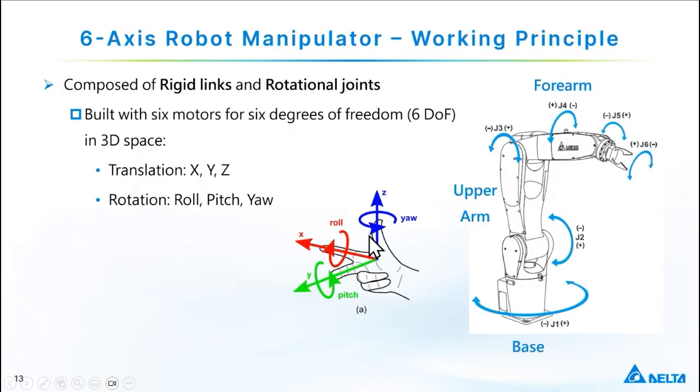Okay, this is a simple instruction of the 6-axis robot manipulator. So the robot is composed of rigid links, like we have a base link, we have an upper arm link, we have a forearm link, and it is also assembled by 6 rotational joints, which means we have joint 1 over here, joint 2, 3, 4, 5, 6.